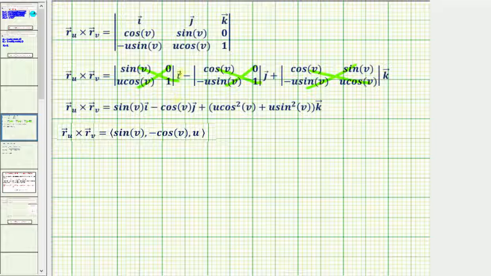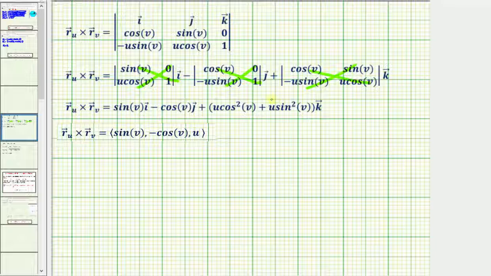So for the x component, we have sine v times 1 minus 0. So we have sine v times i, and then we have minus cosine v times 1 minus 0. So we have minus cosine v j, plus for the z component, we have u cosine squared v minus negative u sine squared v, which becomes u cosine squared v plus u sine squared v times k.